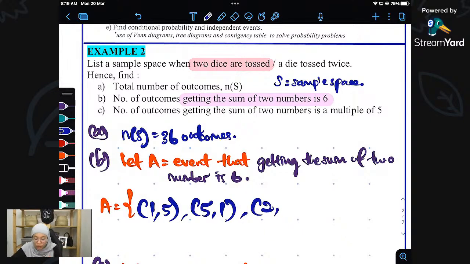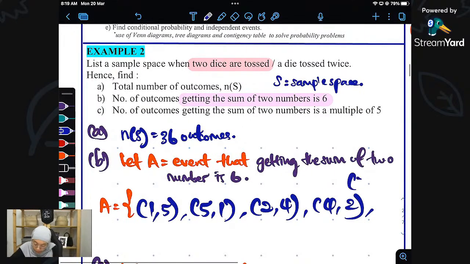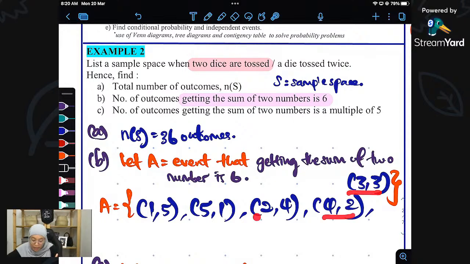Now you try number 2. 2 plus 4 will give you 6, or 4 plus 2 will give you 6, isn't it? And I think the last one is 3 plus 3 will give you 6. And then I think there is no more. You can close this curly bracket. I think this is the only numbers from the sample space earlier, where you total them together, both of these you total them, this will give you summation of 6.